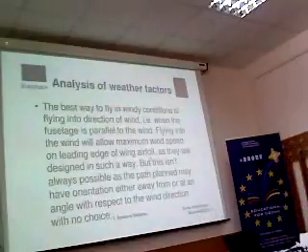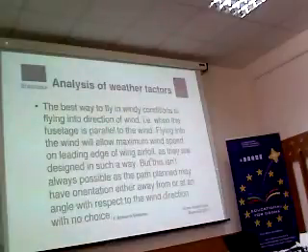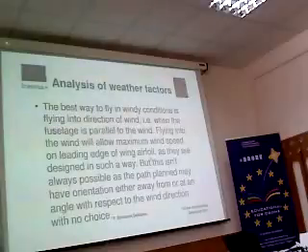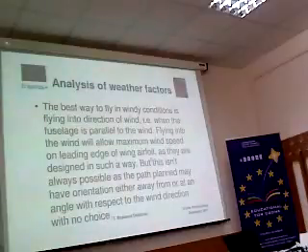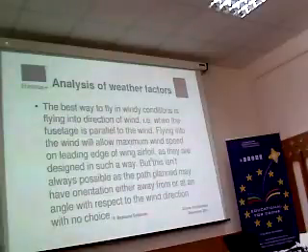So the best way to fly in windy conditions is flying directly into the wind. It means the fuselage is parallel to the wind. Flying into the wind allows maximum wind speed on the leading edge of the wing airfoil, as they are designed in such a way. But this isn't always possible, as the landing path may have an orientation away from or at an angle with respect to the wind direction, with no choice.